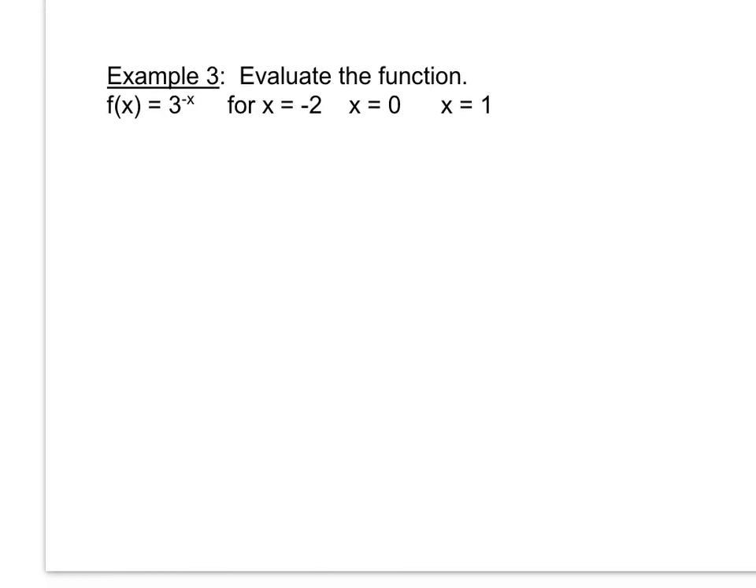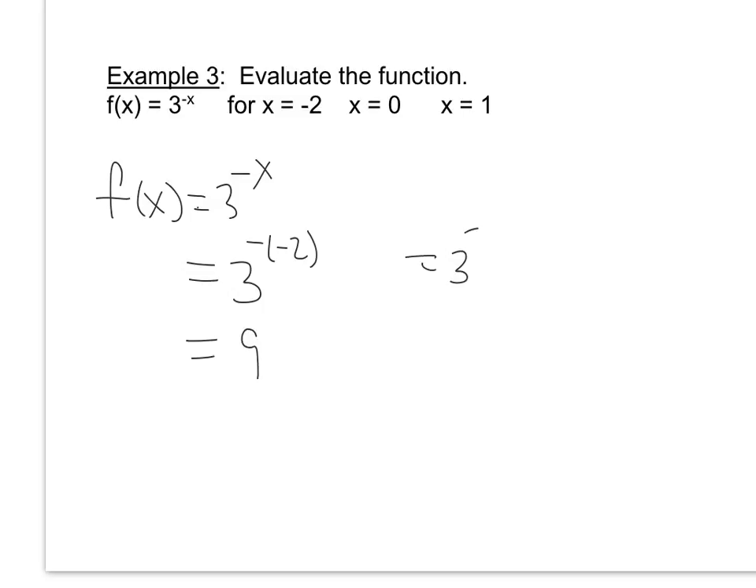So same thing here. So watch what I do. This is 3 to the negative x, which is just 1 over 3 to the x. Or you can leave it. We'll just leave it. So all you have to do, 3 to the negative 2, so it's going to be 9. 3 to the negative 0, so it's still 1. 3 to the negative 1, so it's 1/3. Okay?